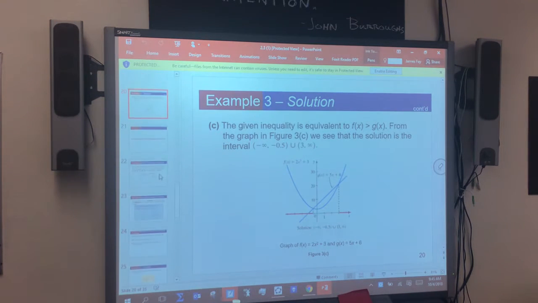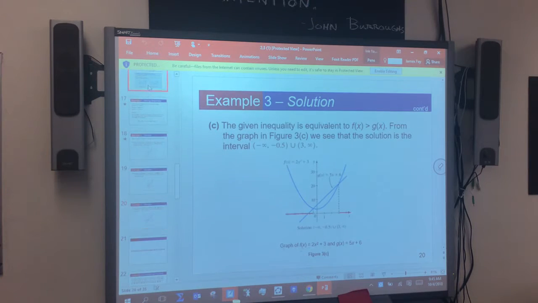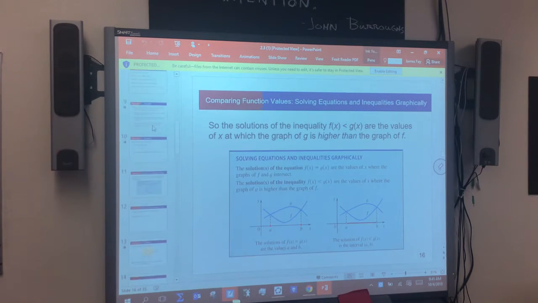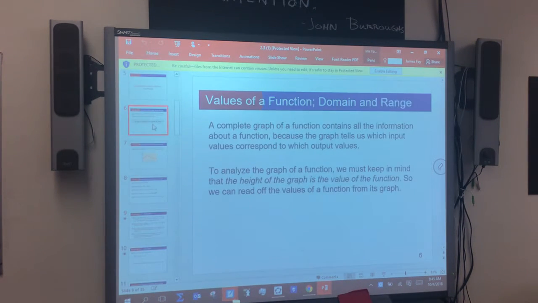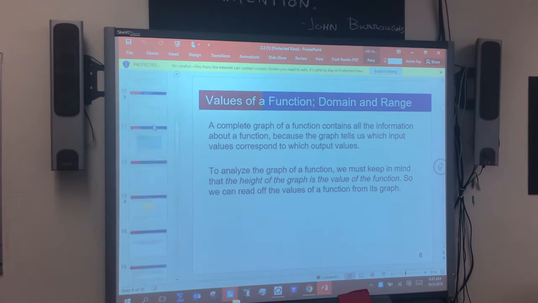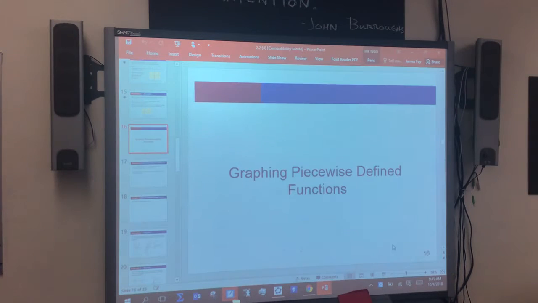All right. That gets us into the next concept that is directly linked to this, directly linked to domains. I just got to find out where it's at here in my wrong PowerPoint. All right, and it's graphing what we call piecewise defined functions. Piecewise defined functions. A lot of times it's called piecewise functions.